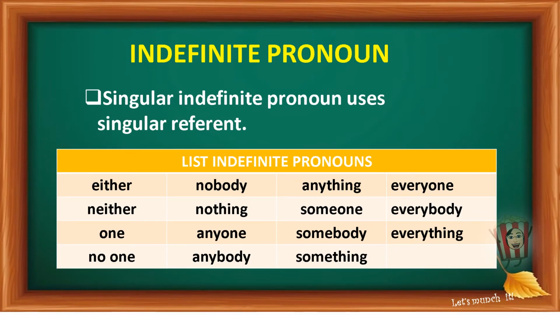When we say indefinite pronouns, those are pronouns which do not refer to a person, amount, or thing in particular. Here's the list for your quick guide, and we have to remember that if the pronoun is singular, therefore we have to use a singular referent. Let's have these examples of indefinite pronouns in singular form. Either, neither, one, no one, nobody, nothing, anyone, anybody, anything, someone, somebody, something, everyone, everybody, and everything.